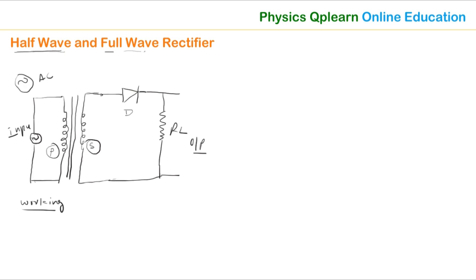So here I will make two points. This is the point A and this is the point B. Try to understand point by point. The first point: when AC current is supplied at the input of the primary coil of the transformer, immediately in the secondary coil the EMF will be induced. EMF is nothing but the voltage. When voltage is produced, automatically current is flowing.